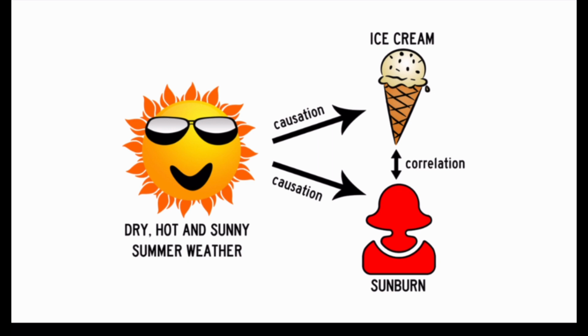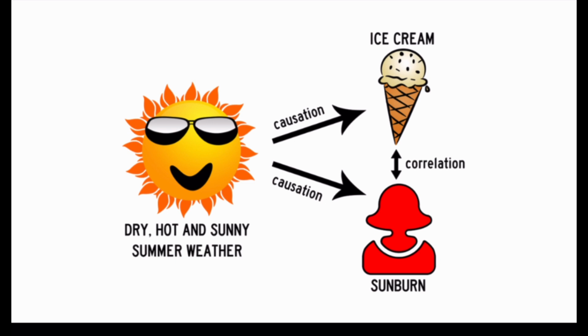Sunburns. There is a correlation between the amount of ice cream consumed and the amount of sunburns experienced. And that also happened during those same times. But they don't cause one another. We just notice they both increase at the same time when we look at the numbers. The true cause, like why do we eat more ice cream in those months? And why are there more sunburns in those months? Well, because of the same cause: dry, hot, sunny summer weather.